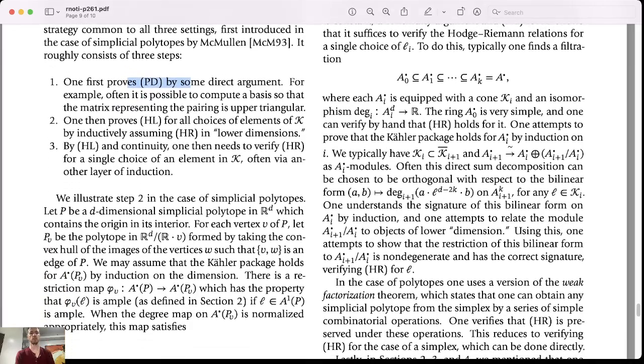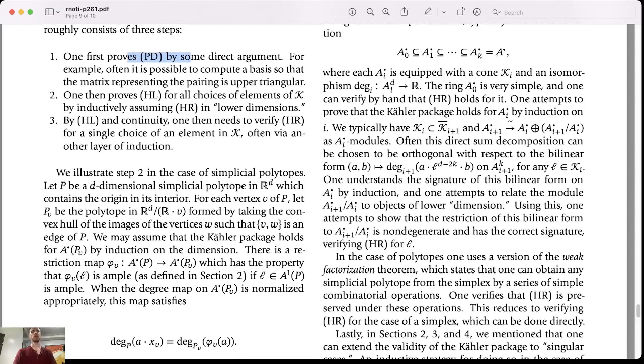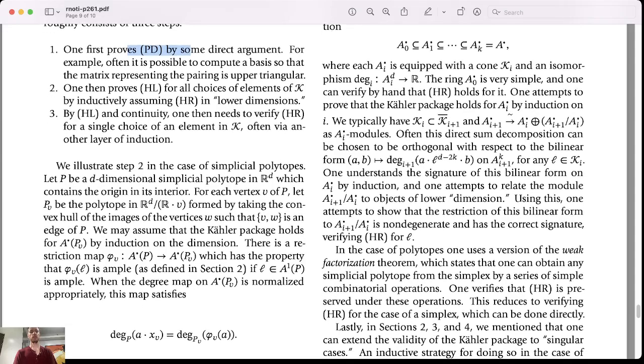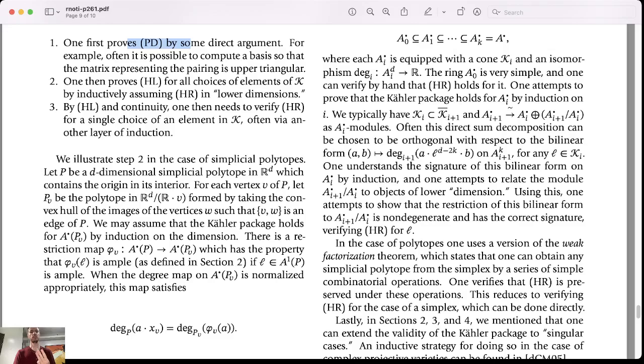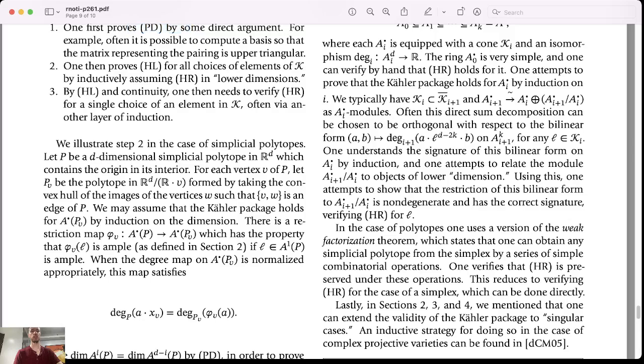For example, often it is possible to compute a basis so that the matrix representing the pairing is upper triangular. Two: one then proves Hard Lefschetz for all choices of elements of K by inductively assuming Hodge–Riemann in lower dimensions. And three: by Hard Lefschetz and continuity, one then needs to verify Hodge–Riemann for a single choice of an element in K, often via another layer of induction.